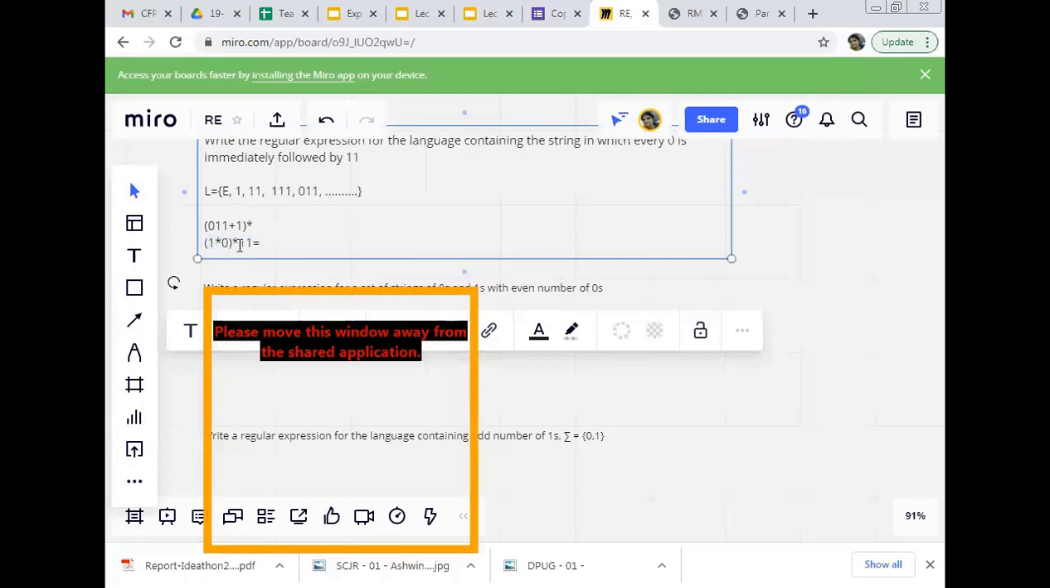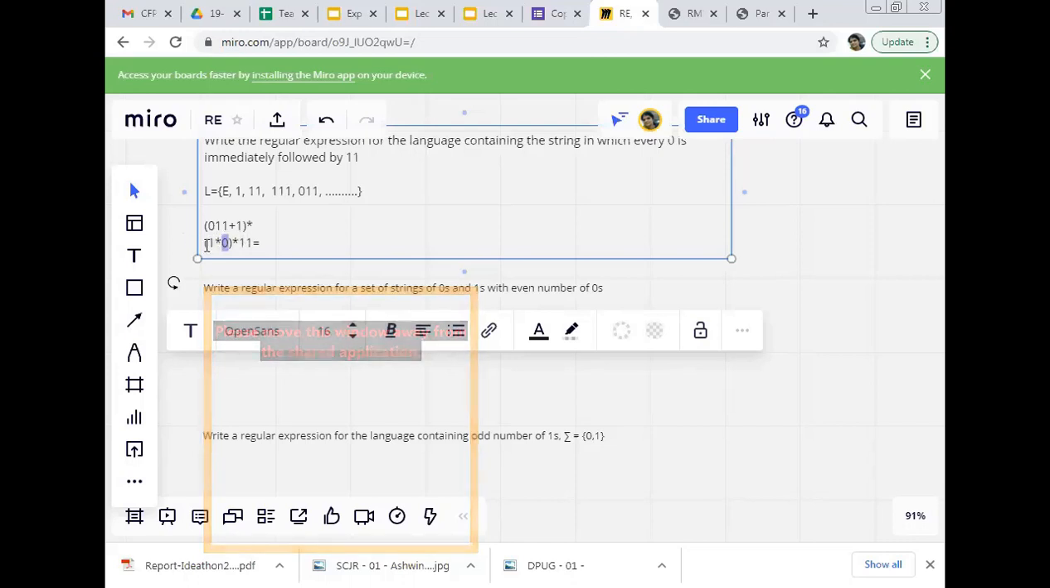See here, 011 and 011 0. I can take epsilon from this, right? I can take zero from this and repeat it again. I can have two ones here and a single zero here again. Okay, and come out and I can have 11. So that is generated, Karthik.